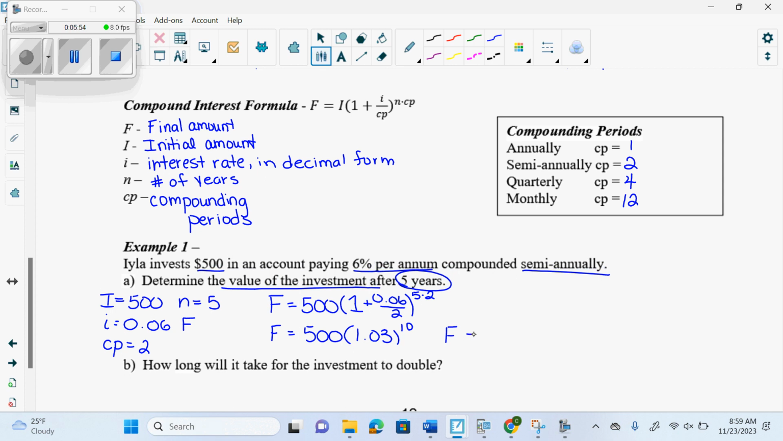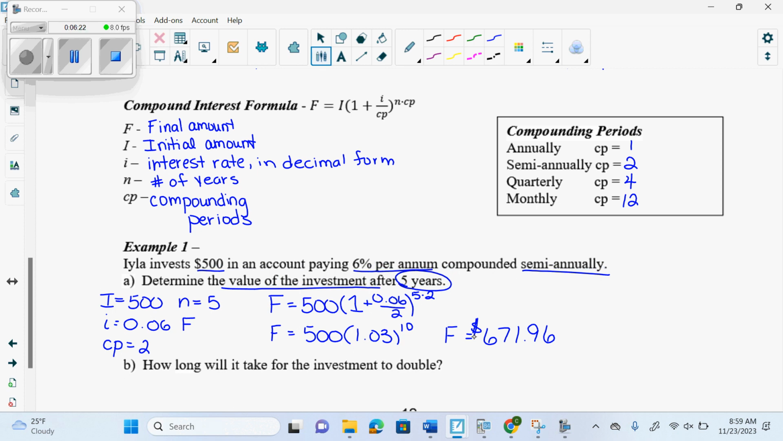So F equals 671.96. Now, that's if I asked for final, which I did, determine the value of the investment. What if I asked you how much interest she made at the end of those 5 years? You subtract the 500. She walked into the bank with 500. She walks out with 671.96, right?